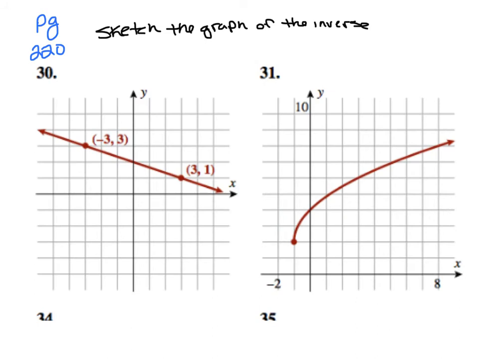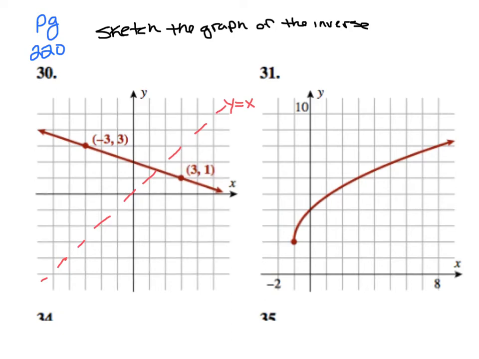Alright, these are found on page 220 of your textbook. This is number 30 and 31, where it's asking you to sketch the graph of the inverse. So we're going to tackle this by, I like to just draw what I know first, so I'm going to draw my y equals x axis. We're going to flip this graph over that axis. So I'm just going to take each point.